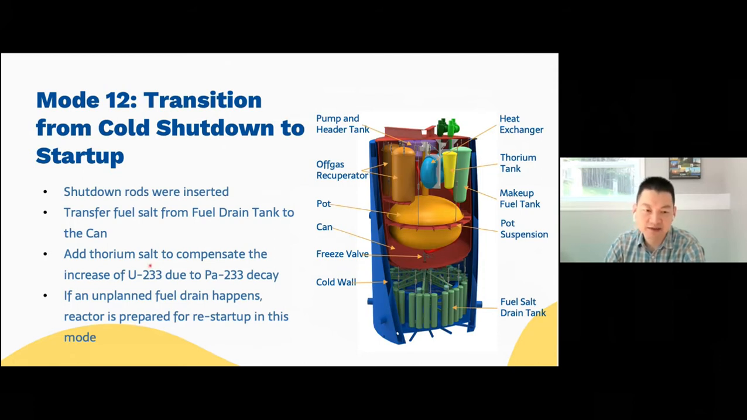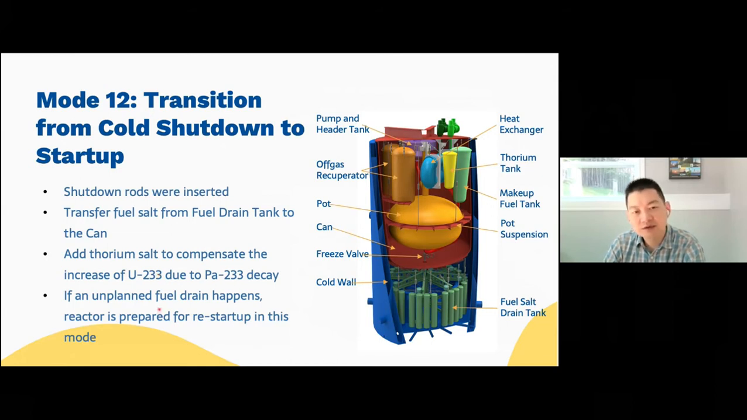So we do that by adding thorium salt. So we push it back, and then we add thorium fuel into the pot, which will push some of the fuel salt out of the system. So with the mix of thorium salt, it will reduce the total amount of fissile material.